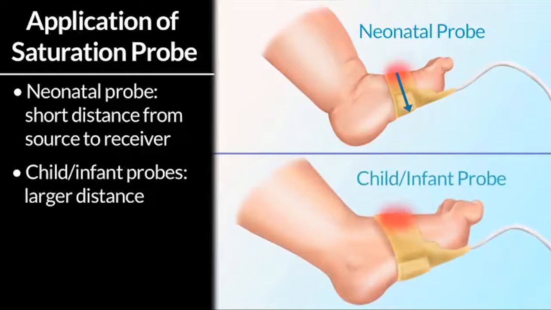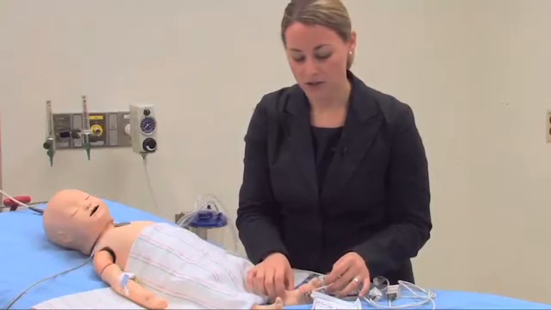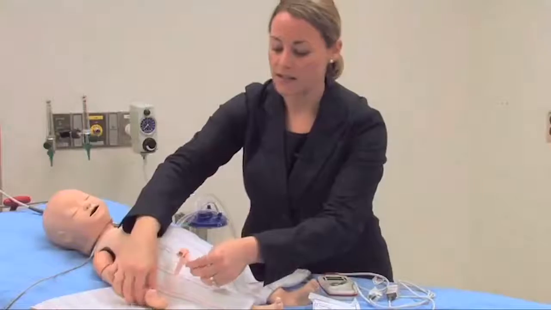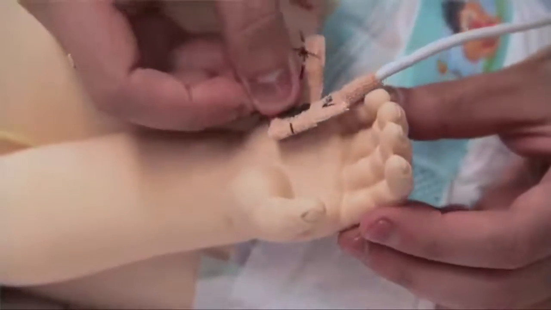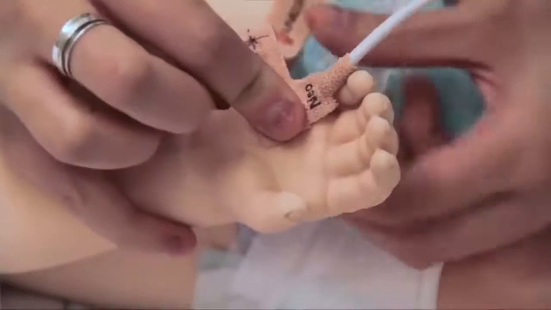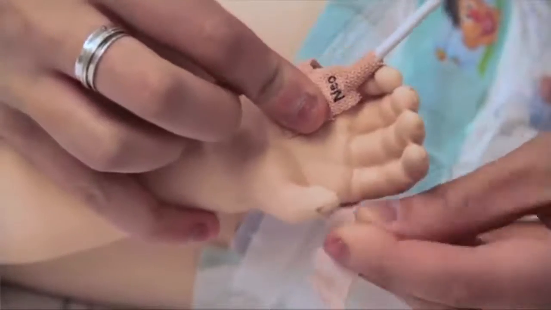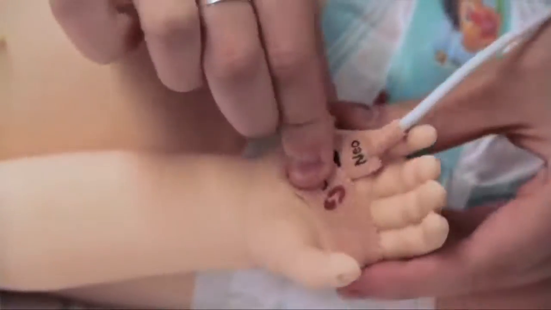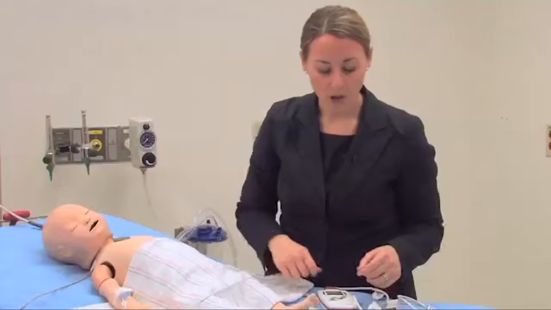Some of the child and infant probes that allow you to place them on the foot will have a wider distance so that you can use them for larger patients. So you can see that I can apply this to the patient's foot. Can also apply to the patient's hand in a similar fashion. When you apply it here, again, you want to make sure that the light source and the receiver are opposite of each other, and then you'll be able to get an accurate reading.